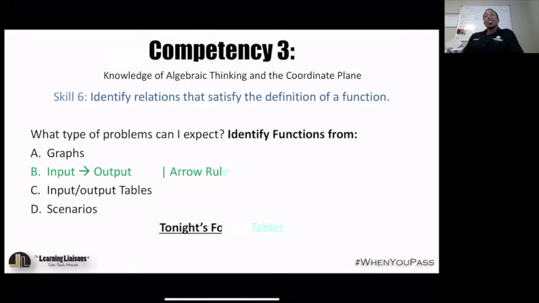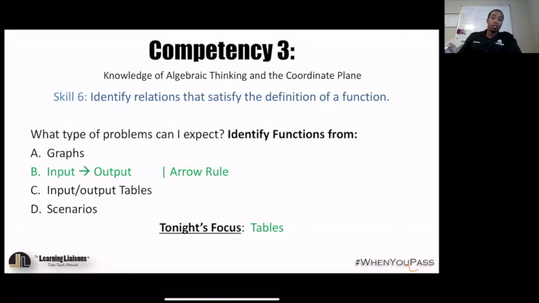All right, so the other skill that we're going over today is competency 3, skill 6. Identify relations that satisfy the definition of a function. Now we've seen these questions before. They can give you a bunch of graphs and say, which one of these graphs represents a function? Or they can give you the input-output relationships where they give you two ovals and arrows drawn between them, and ask which of the following relations satisfies a function. Then you have input-output tables where they just give you a table of values with X and Y, and they ask you again to identify the relation that satisfies a function.